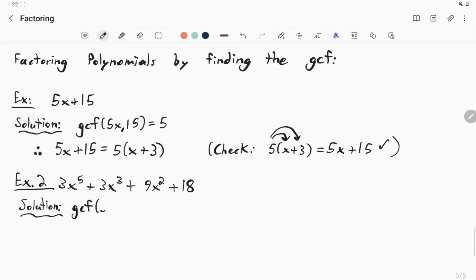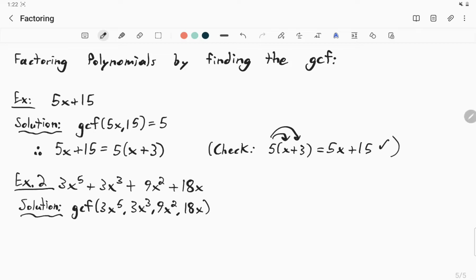GCF of 3x to the 5. Let's say it's 18x. Just like that. Just change the question a little bit. 3x cubed, 9x squared, 18x. Well, what is common among all these? Well, 3 divides 3, 3 divides 9, and 3 divides 18. So 3 is common. Now, is x in all of these terms? Yes, it is.